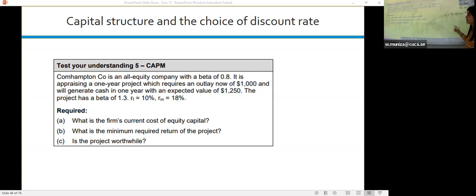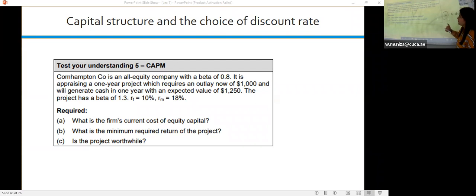Now the first part of the question: what is the firm's current cost of equity? First we need to calculate this. Which beta have you used? One, 1.0? Why? Oh, I thought I said the upper one. Again, you need to be clear about this point, students. In the exam you make the same mistakes. The firm's current cost of equity will use this beta, that is, the company's own beta.